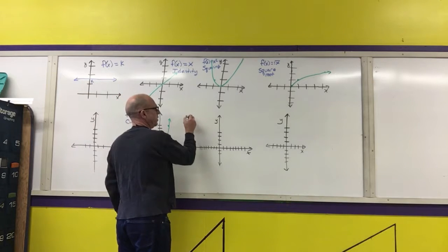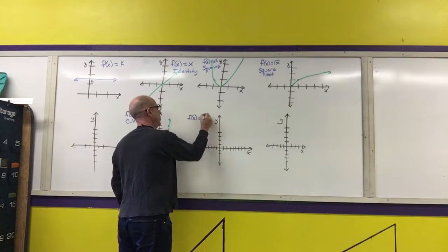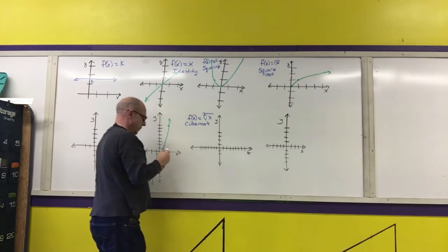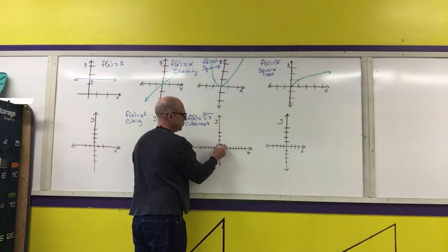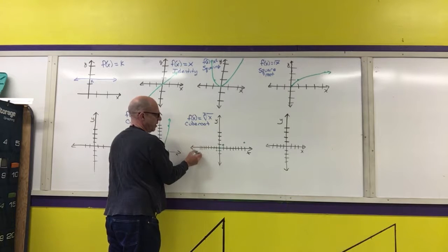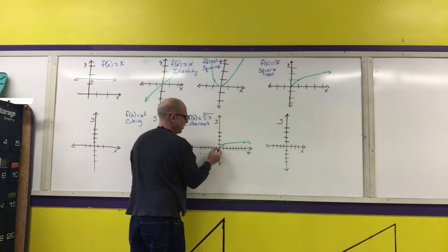Then I have f of x equals the cube root of x. This is called the cube root function. Cube root of 0 is 0. The cube root of 1 is 1. The cube root of 8 is 2. The cube root of negative 1 is negative 1. The cube root of negative 8 is negative 2. And that is this graph.